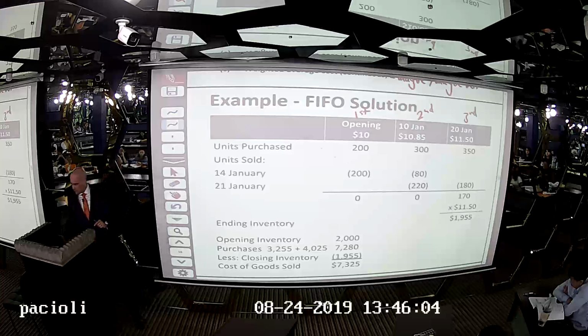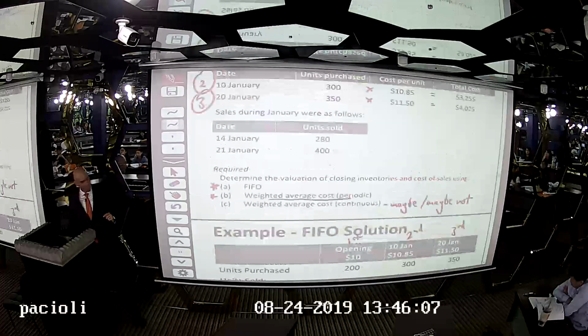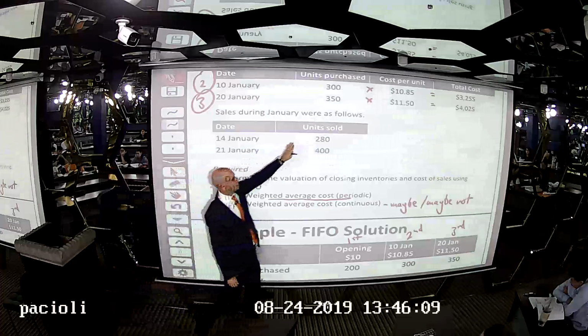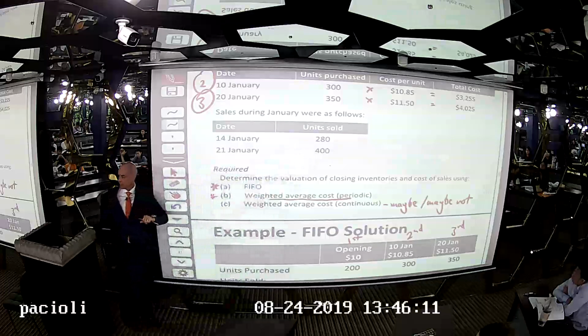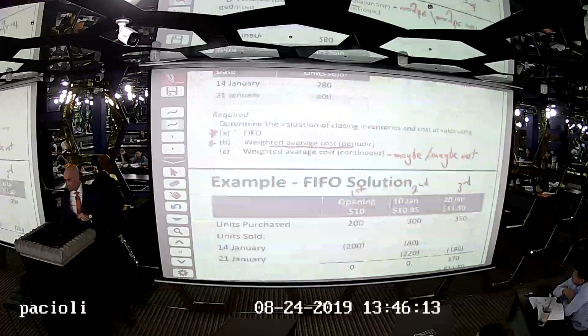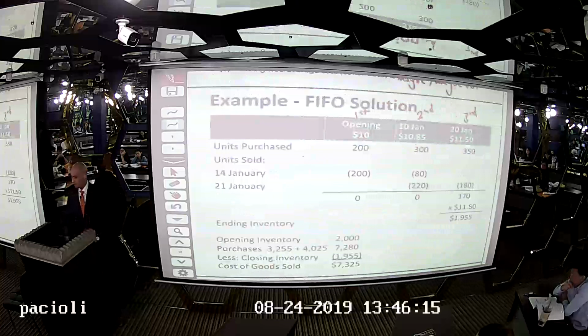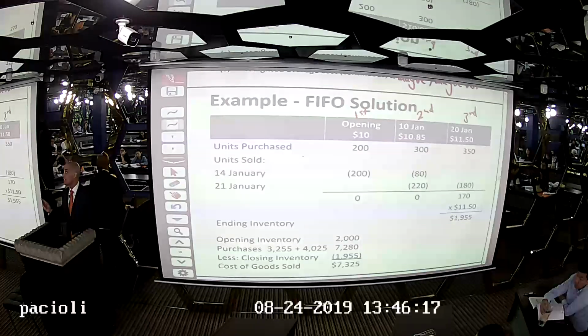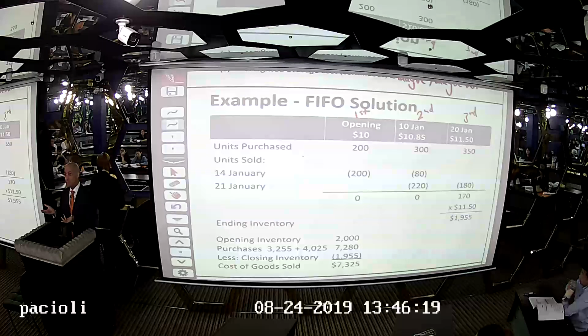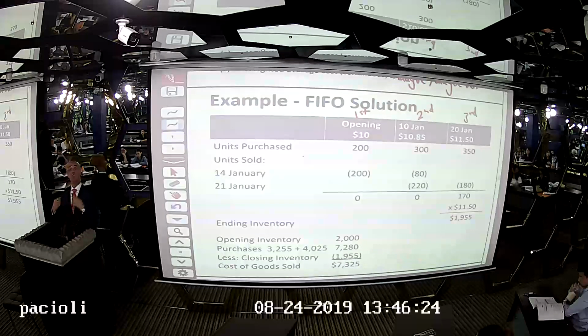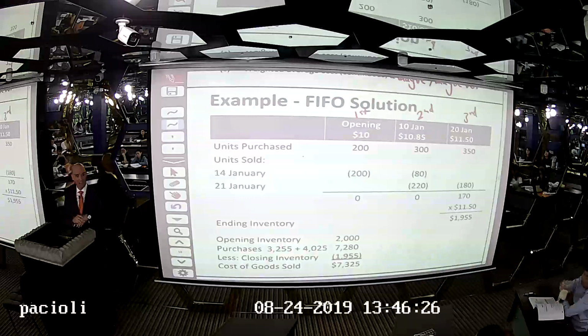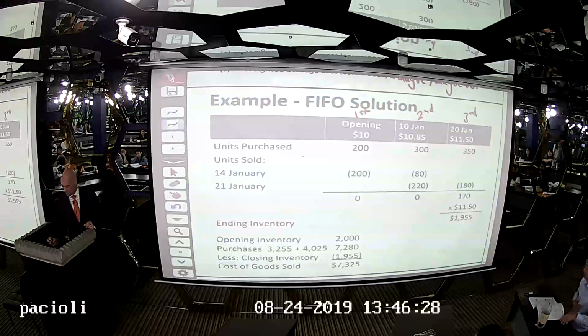And if we go back to the question, it says that on 14 January we sold 280. So first in, first out means we should sell the $10 inventory first. So $10 inventory is the first inventory. It's the first one in, it's the first one out. So we sold 280.